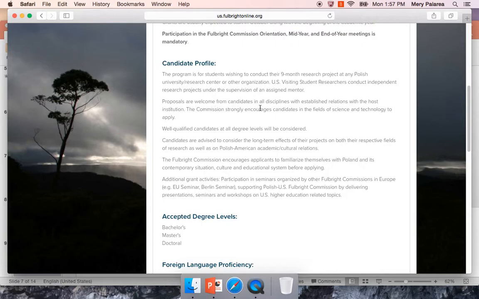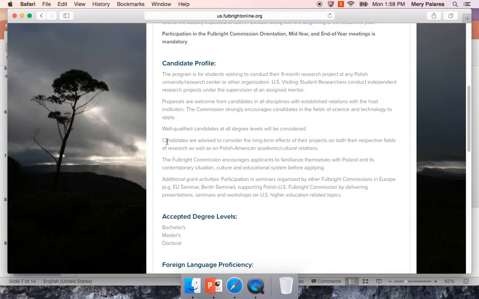Proposals are welcome from candidates in all disciplines with established relationships with the host institution. That's great. They're not really limiting it, but it does say they strongly encourage candidates in the field of science and technology. So you STEM applicants, this might really be someplace you'd want to consider because they're sort of prioritizing you as applicants. All degree levels are considered.